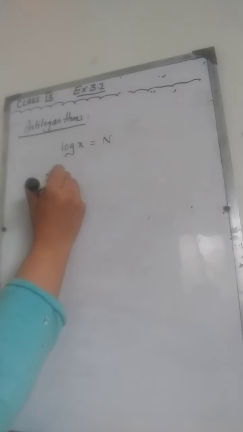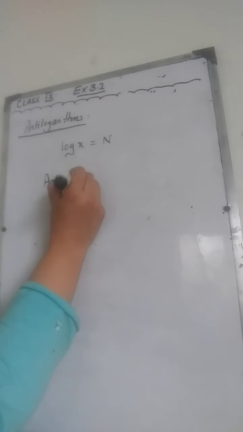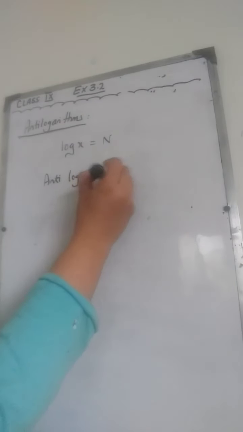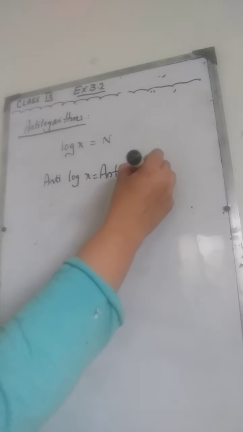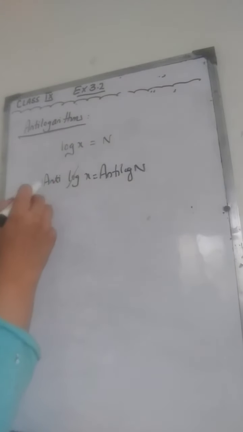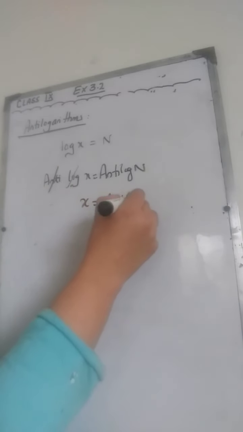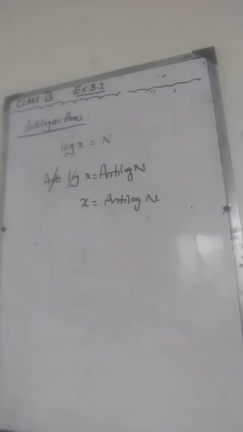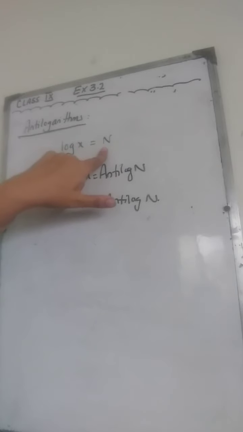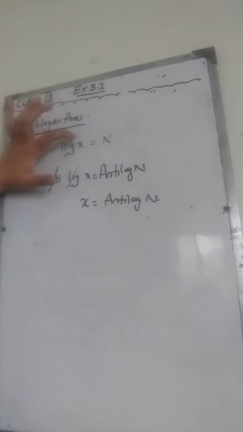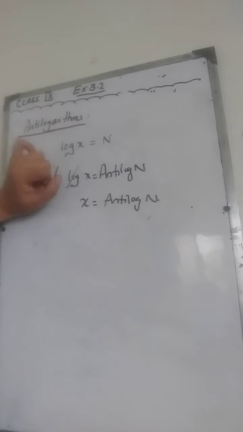So antilog is actually the reverse procedure of log. It is a reverse procedure, therefore antilog cancels out the log and x is equal to the antilog of n. So the basic definition of antilogarithm is that if you are given the log of some number, then finding the number whose log is given to you will be the antilog. Here x is the antilog because its log is given to you as n. So taking the antilog of this number will give you the x.